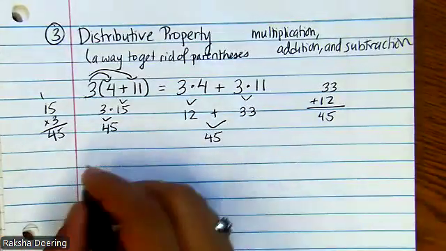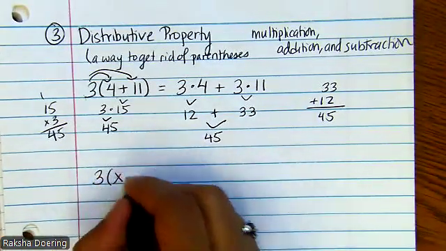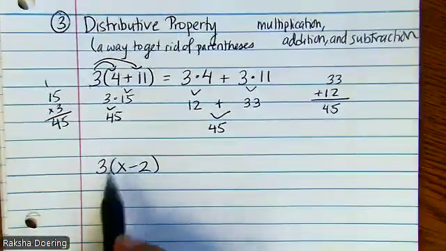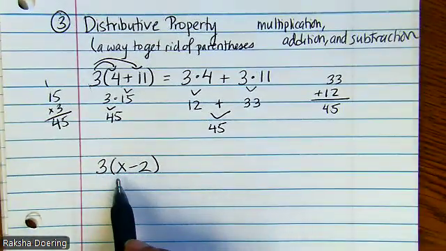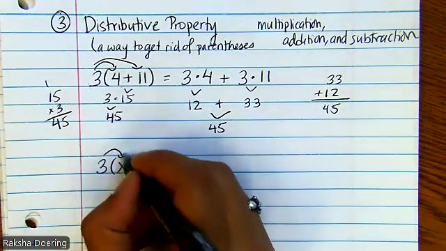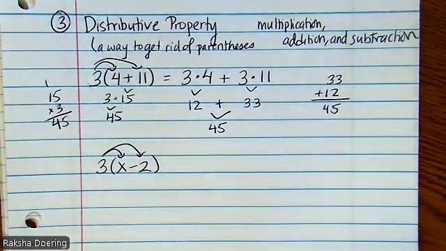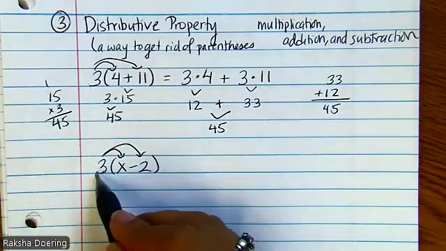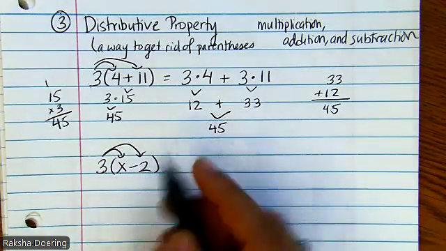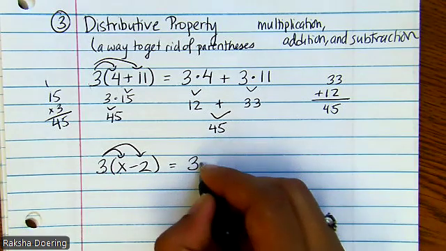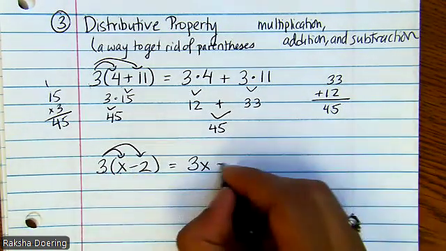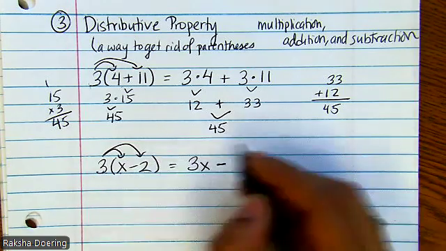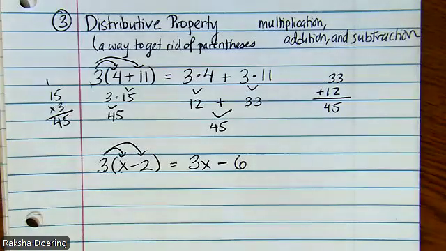But if I have something like this, 3 times x minus 2, I can't actually figure out x minus 2 because I don't know what x is. So again, I could do the same thing. I'm multiplying this 3 by everything inside, so I get 3 times x, just gives me 3x. And then I keep my minus sign, and I say 3 times 2 gives me 6. And we'll learn more about distributive property next class. But for right now, I just wanted you to have a couple examples of these.